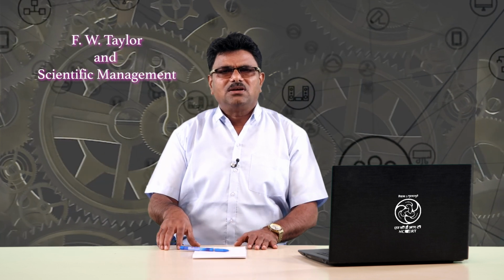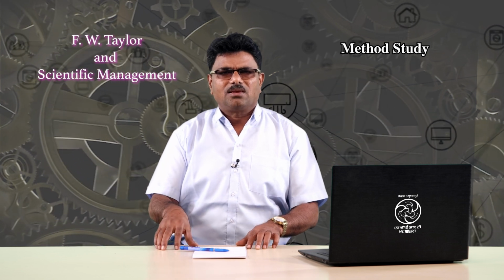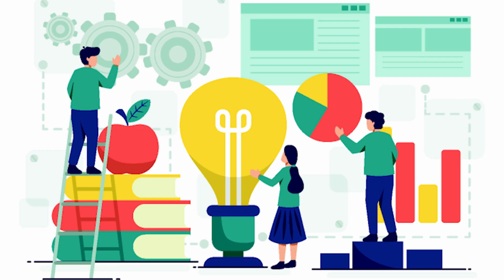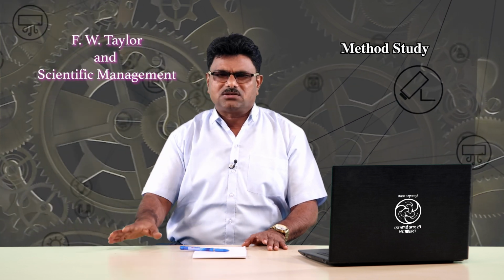I will explain here the next technique of scientific management. It is method study. According to this technique, F.W. Taylor said that the objective of method study is to find out one best way of doing the job. There are various methods of doing the job. To determine the best way, there are several parameters, right from procurement of raw materials till the final product is delivered to the customer. Every activity is part of method study.